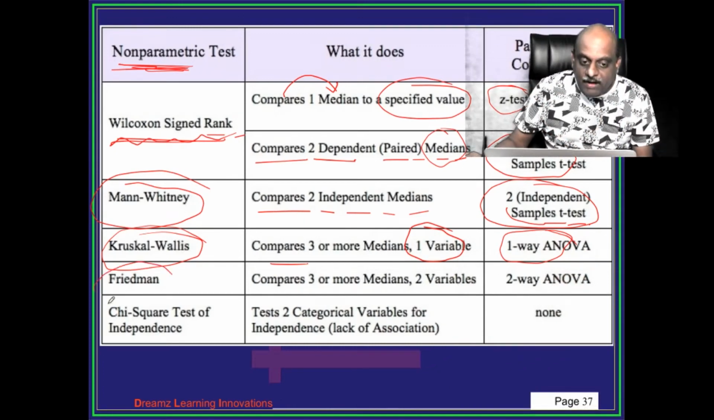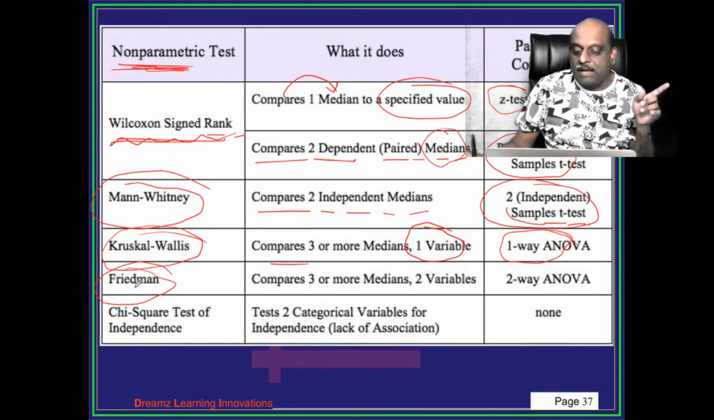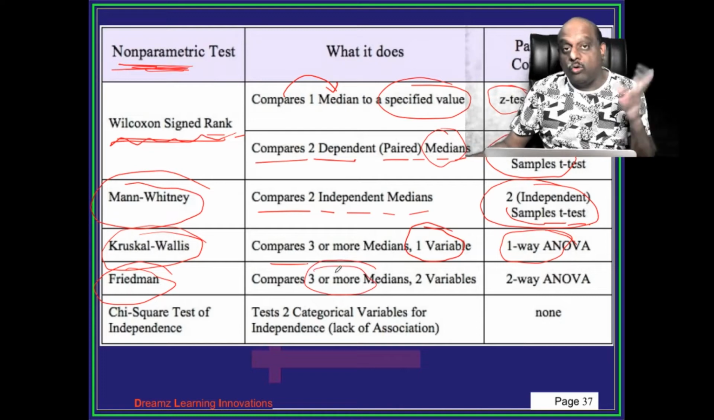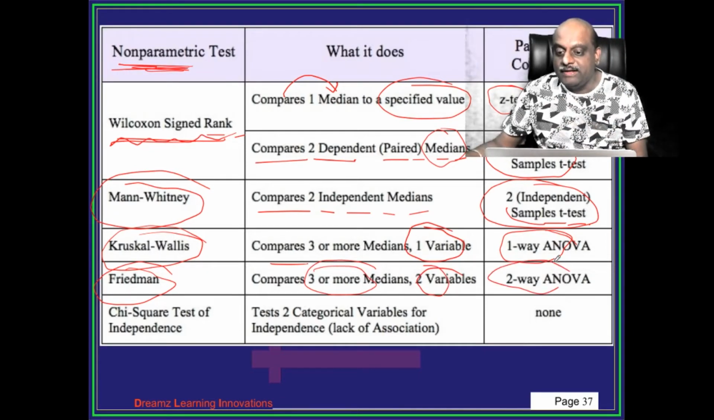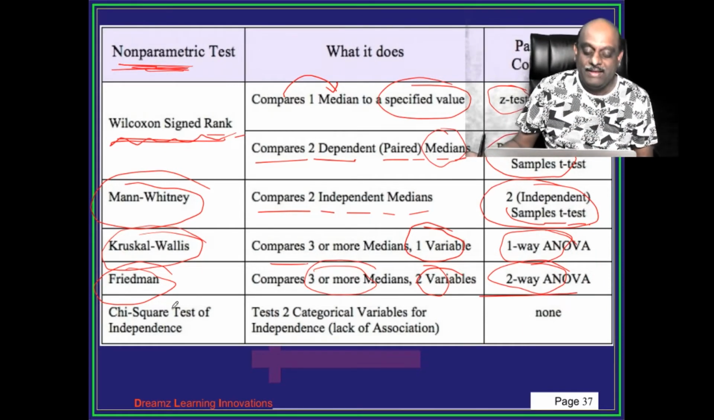Similarly, Friedman's test is a non-parametric test. It compares 3 or more medians and 2 variables. The parametric counterpart, if it is a normal distribution, is two-way ANOVA.